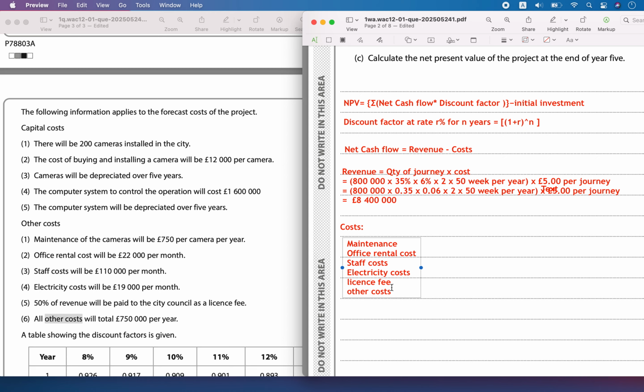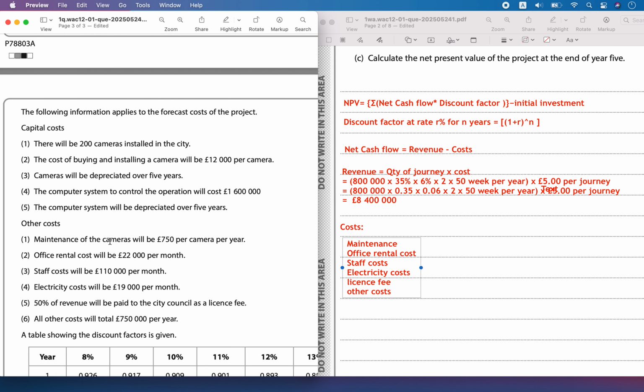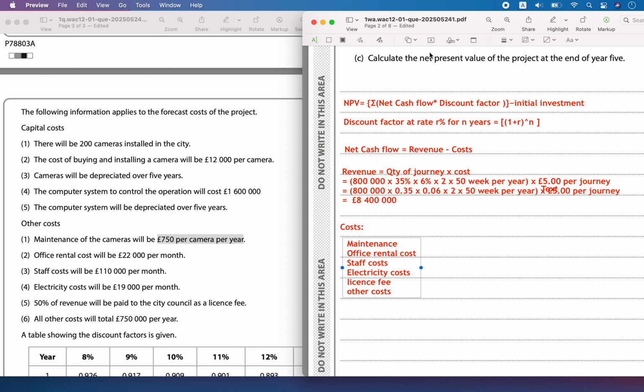So these are the costs we have to calculate: staff cost, electricity cost, license fee, and other costs. Now let's calculate. The maintenance will be 750 pounds per camera per year. So again, it is quantity times the cost. We know the cost, but what is the quantity of cameras that were installed? Let's calculate that.